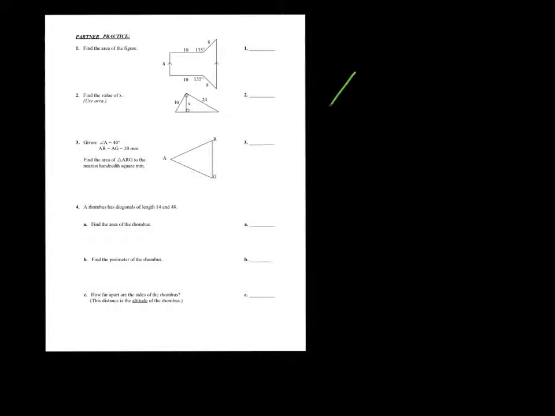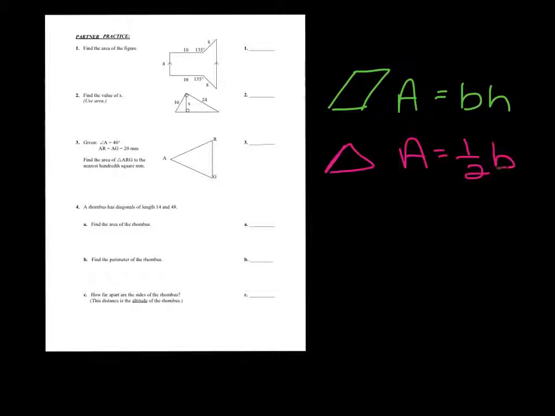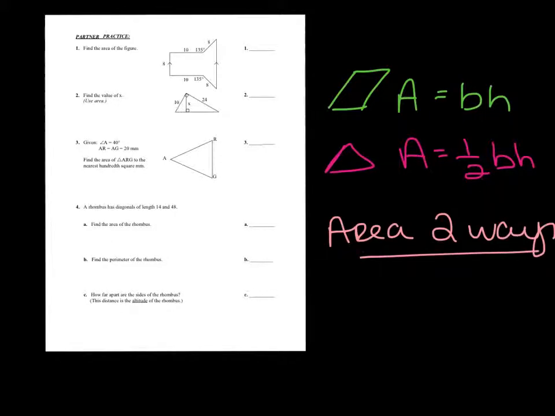In today's lesson, we discussed finding the area of a parallelogram to be given as area equals base times height, finding the area of a triangle to be 1/2 base times height, and we also discussed area two ways. These problems come up pretty regularly throughout the unit.